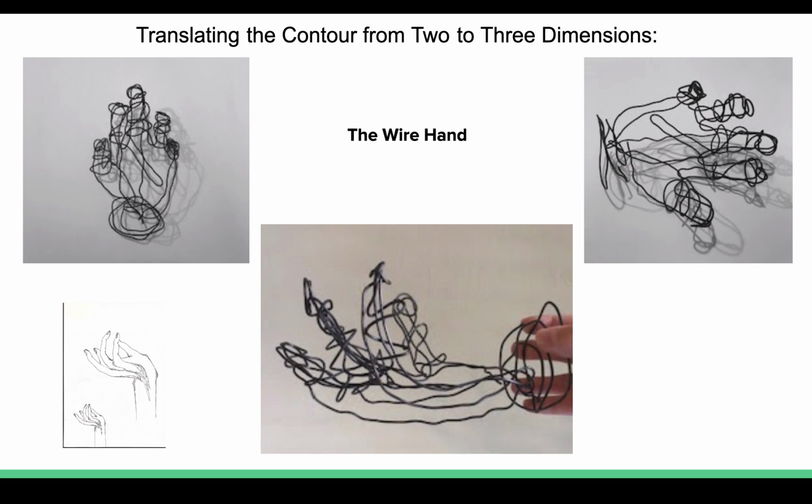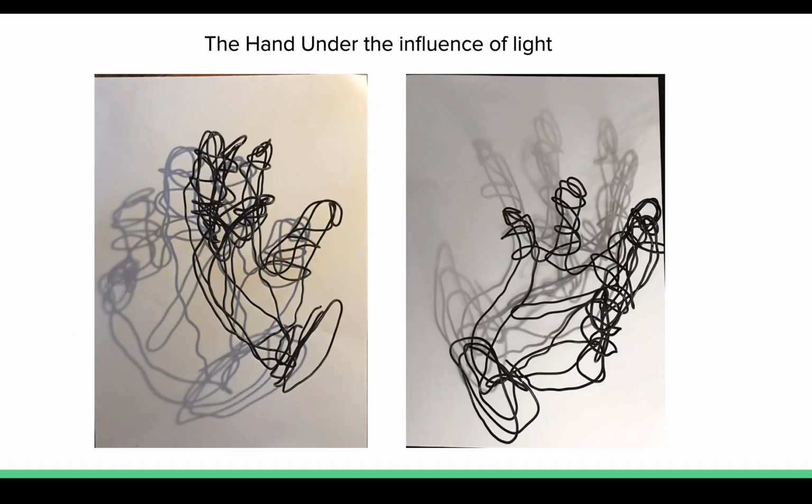The next step was to translate the contour drawings from 2 dimensions to 3 dimensions using wire. The hand was made out of one continuous piece of wire in order to relate and connect each part of the hand together and understand these integrated relationships. The wire hand is abstract in that only some details and geometries of the hand were included in order to emphasize their importance and create hierarchy.